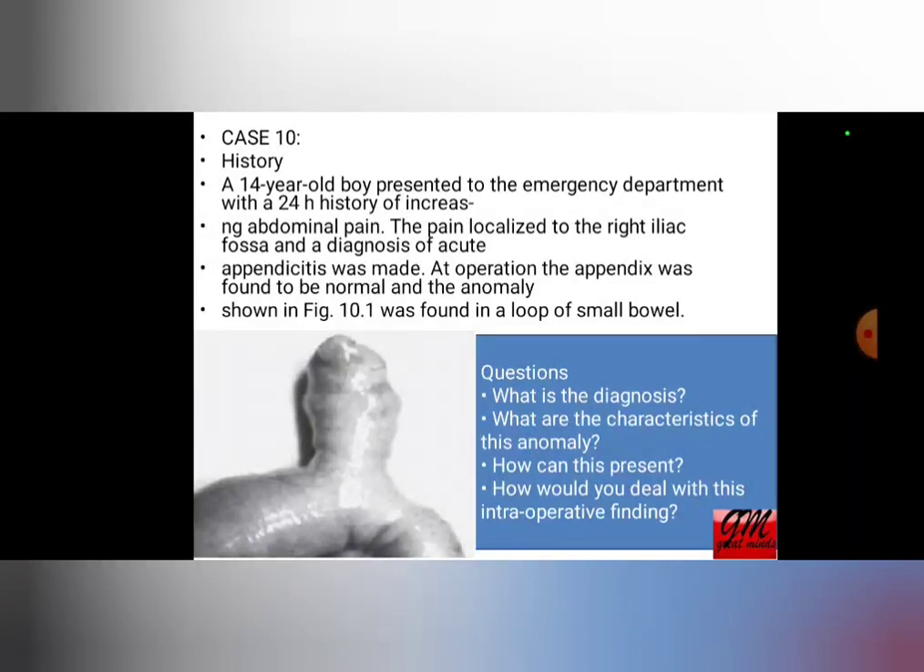Now, a true diverticulum is when that outpouching contains all the wall of the gastrointestinal tract. Is it clear? When it contains all the wall of the gastrointestinal tract, it is a true diverticulum. And Merkel diverticulum is one of the true diverticula. We have other diverticula like ileal diverticulum. They are also true diverticula.